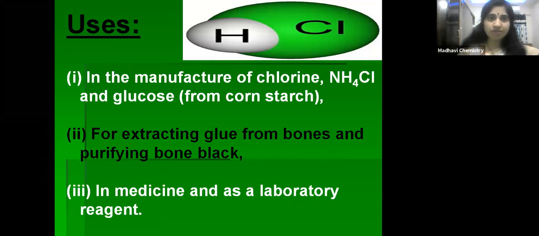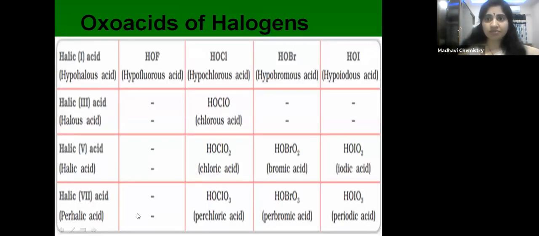Now coming to the uses of hydrogen chloride: in the manufacture of chlorine, ammonium chloride and glucose from corn starch. Next, for extracting glue from bones and purifying bone black, and in medicine and as a laboratory reagent, this hydrogen chloride is used. Now coming to the oxoacids of halogens, children.